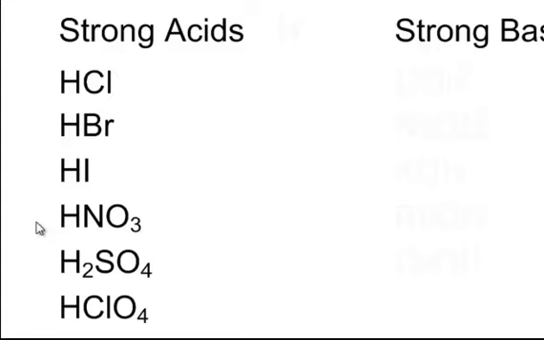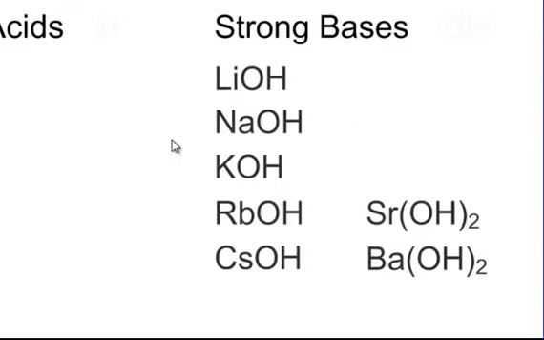You have to know these 6 strong acids, and you also have to know our strong bases, which are things like lithium hydroxide, sodium hydroxide, potassium hydroxide, anything in the alkali metals with a hydroxide, as well as the 2 lower ones in the alkaline earth metals with hydroxides, which are strontium hydroxide and barium hydroxide.